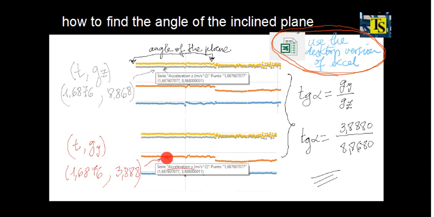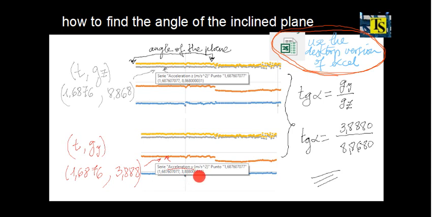You need to use the desktop version of Excel, not the 365 version, but the desktop. So you have to open and do this with the desktop version. I'm sorry, because otherwise you cannot find this value. When you get this value, you get the time. This is the time, and this is the value of gz. In the same graph, we get the same time, 1.68, and the gy, which is the value we need.